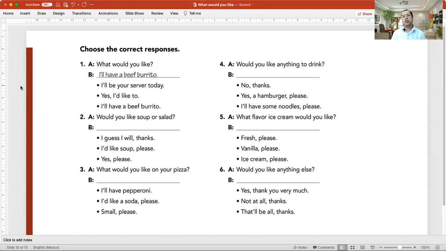All right. Choose the correct response. We have a first conversation over here, and we have 3 possible responses. Which are these possible responses? We got, I'll be your server. Yes, I'd like to. I'll have a beef burrito. So what would you like? As you can see, the best option is I'll have the beef burrito, which is this one over here.